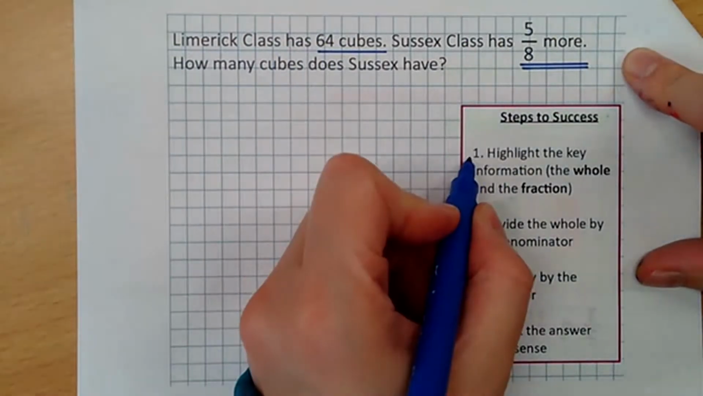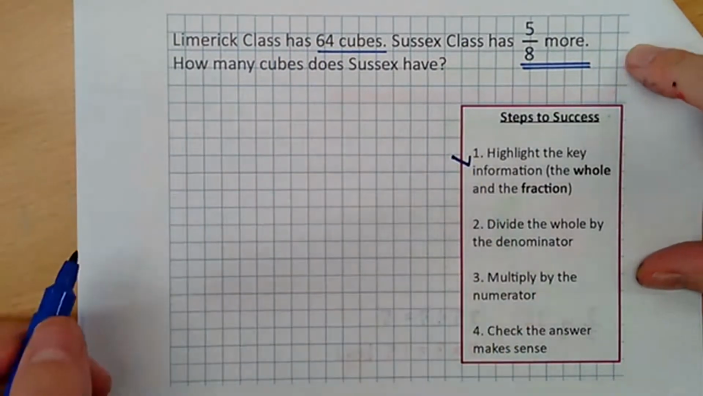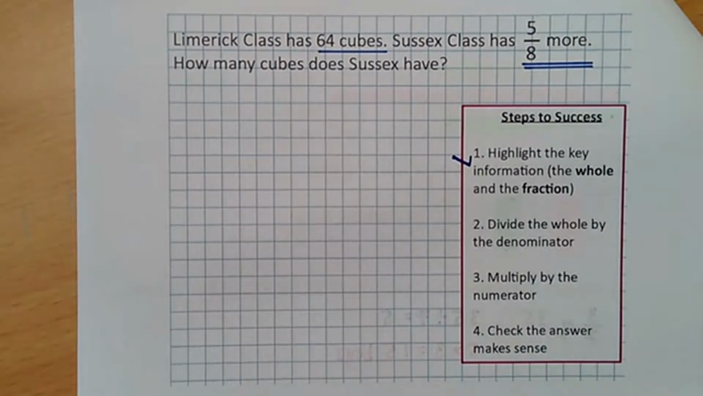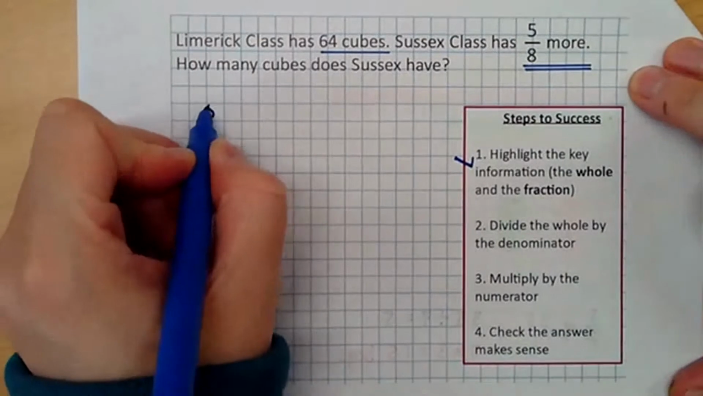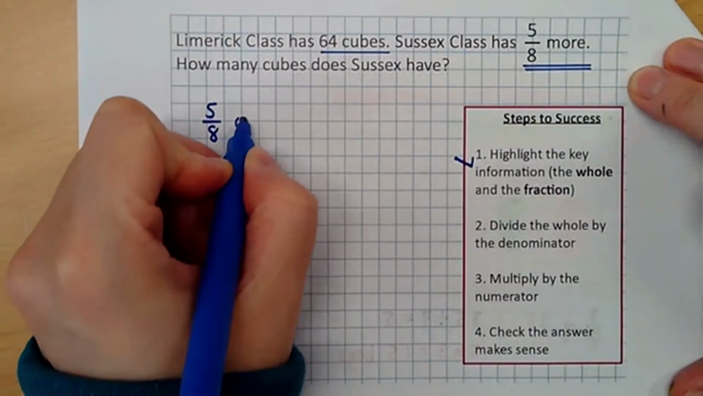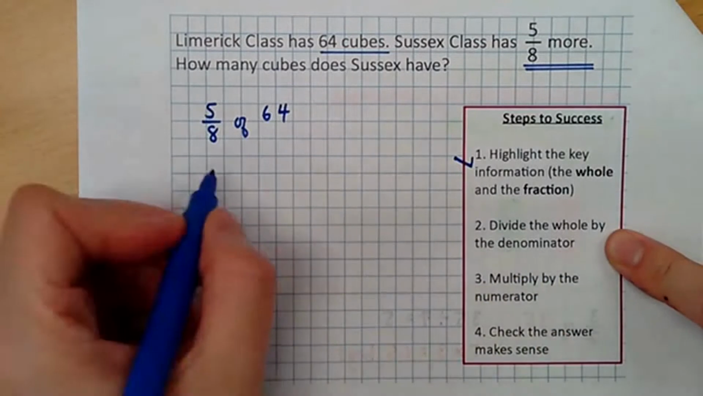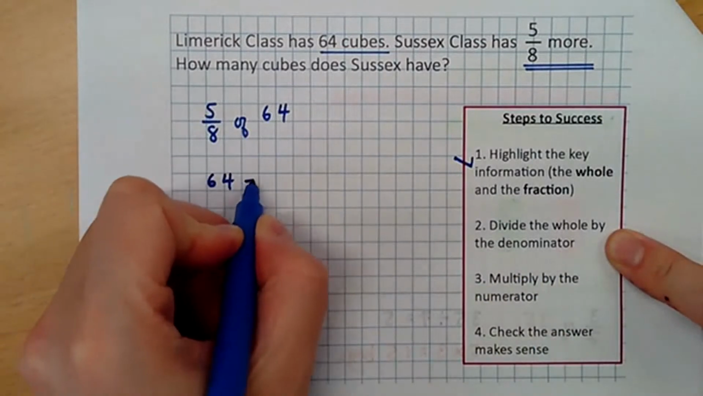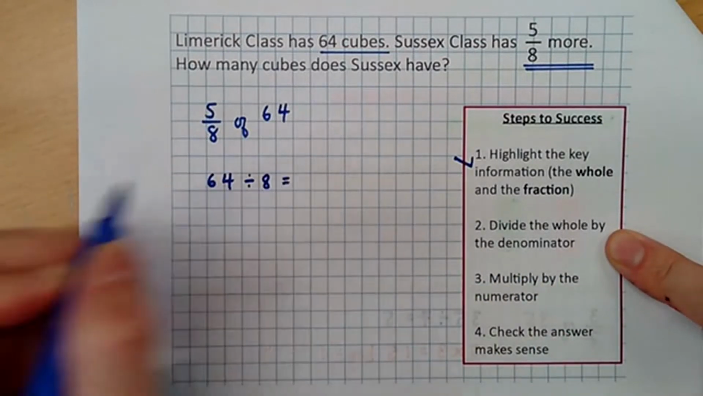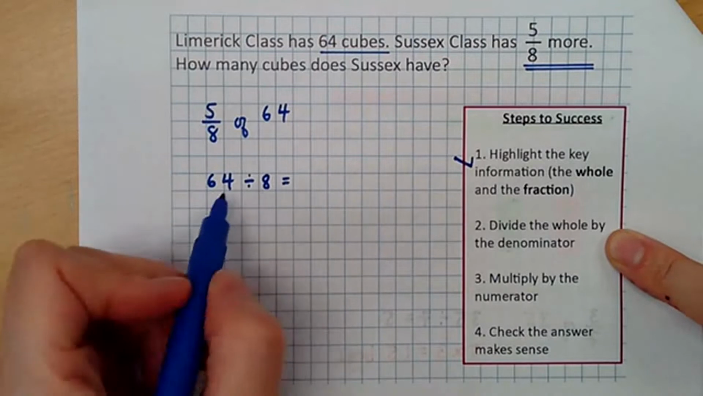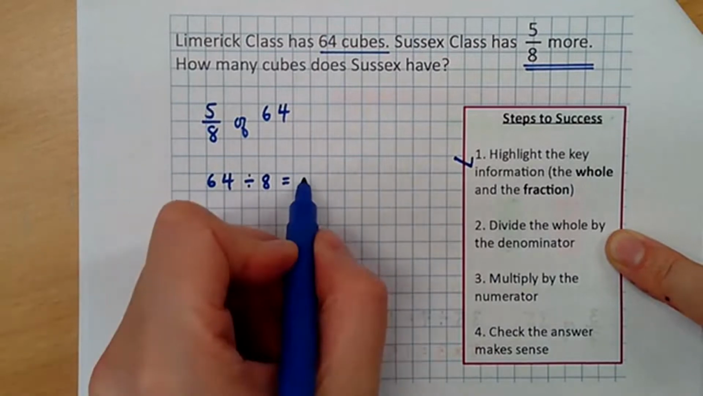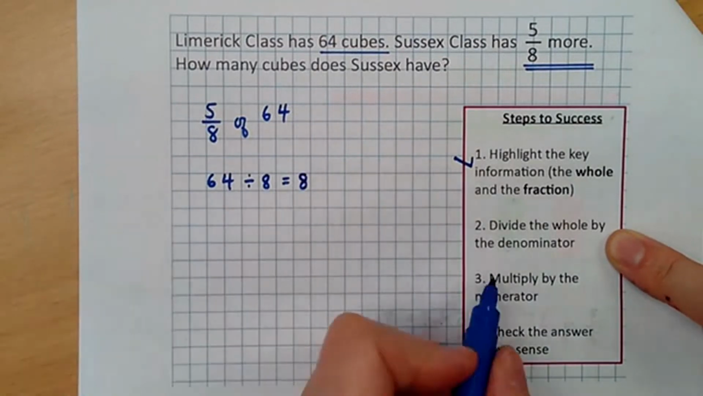Okay, so I know that I've highlighted my key information. What's the second step? Read it out. Okay, so I've got 5/8 of 64. So I'm going to divide my whole number by 8. I know my 8 times tables. I know that 64 divided by 8 equals good.